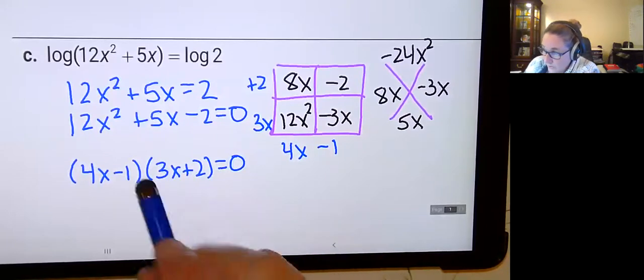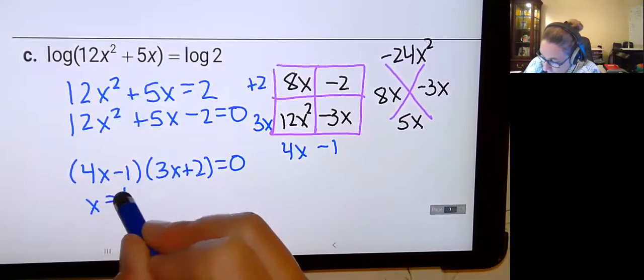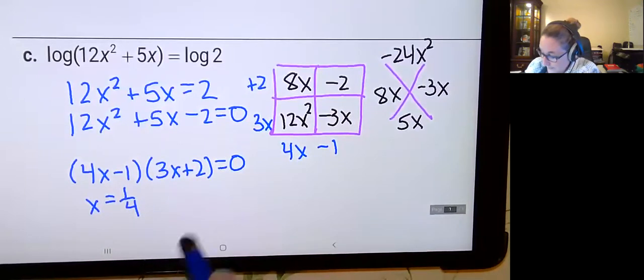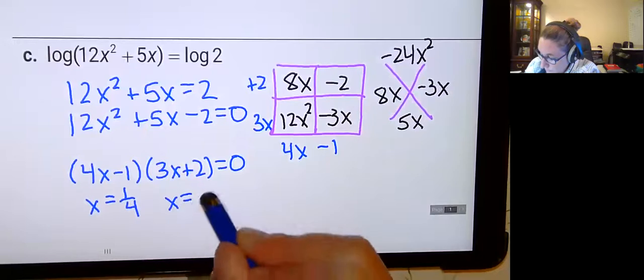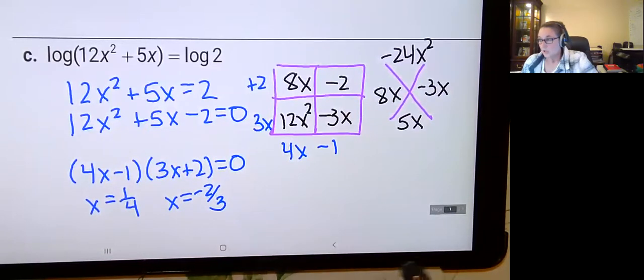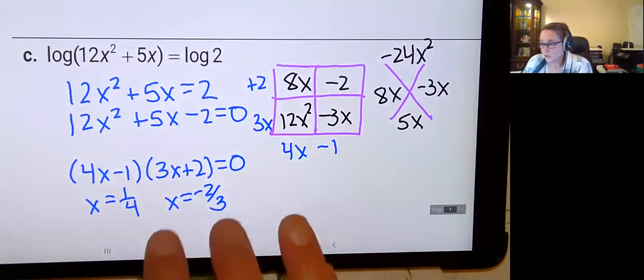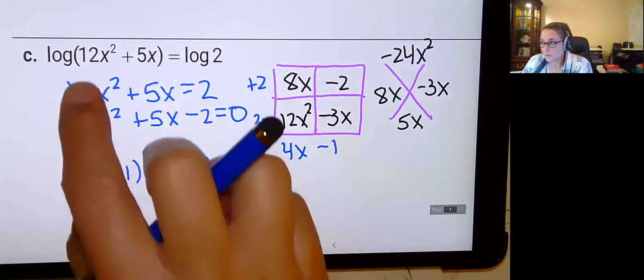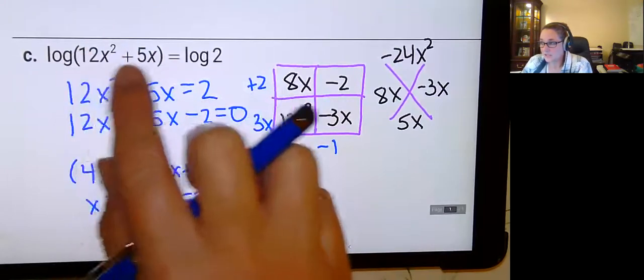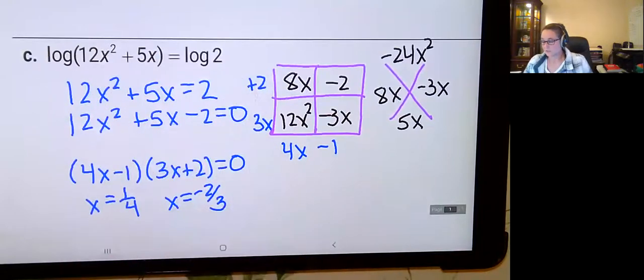So I'm going to end up getting 4x minus 1 times 3x plus 2 equals 0, and I'm going to solve. So what makes this 0? Well, if I set this equal to 0 and I work it out, this is going to be a 1/4. For this one, if I set it equal to 0 and work it out, this is going to be a negative 2/3. You can never take the log of a negative number. So I want to make sure that when I put this 1/4 in here, I am not getting a negative here. Well, 1/4 will not get us a negative. Let's see if the negative 2/3 does.